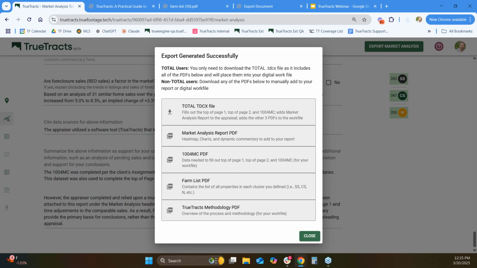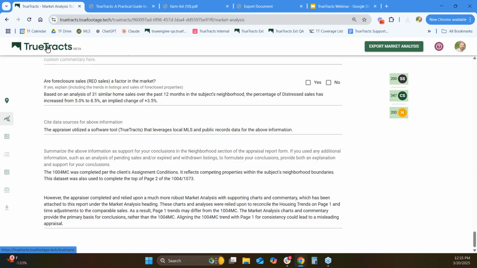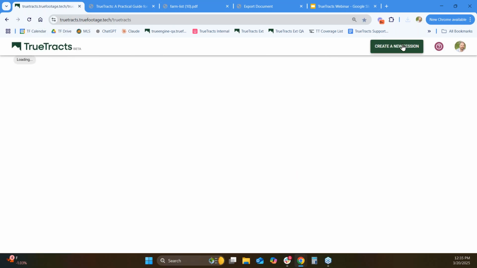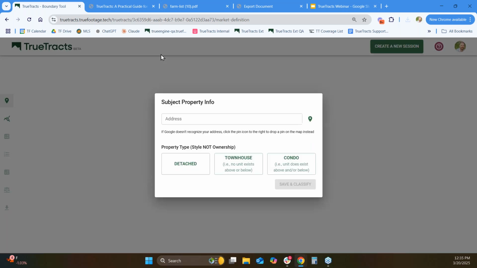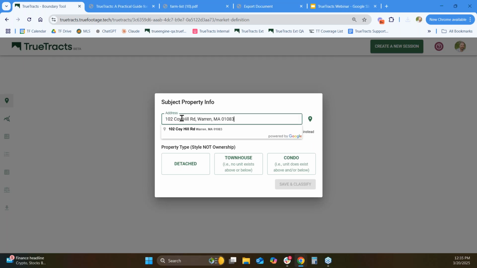Now let's jump into a rural market, because obviously we have appraisers who say, my number one problem, whether rural or not, is I don't have enough data. How am I supposed to analyze a nonlinear trend if I don't have enough data? So let's do a rural market. We are going to create a new session, and we're going to do a property in Western Massachusetts. This property is in a town of less than 5,000 people.